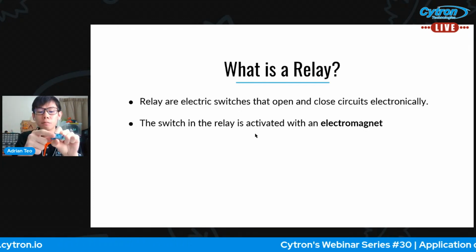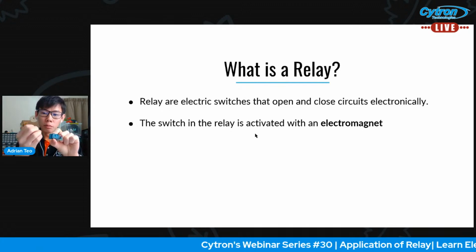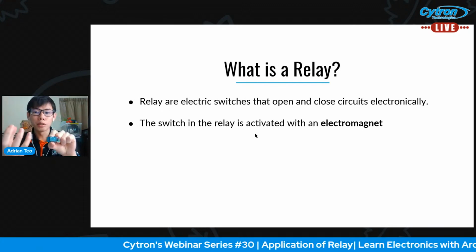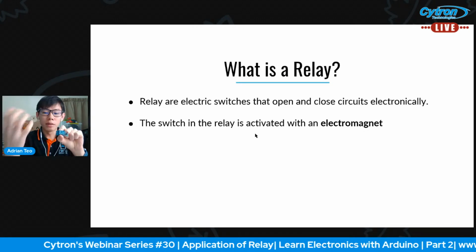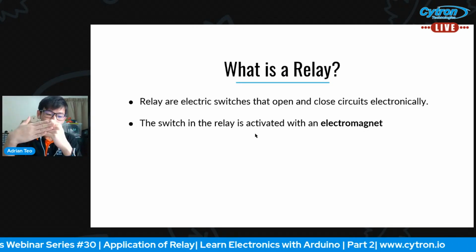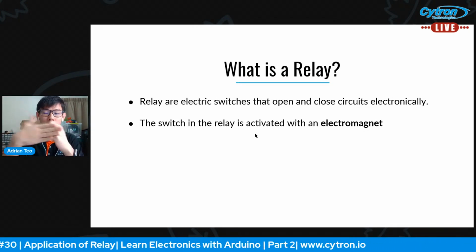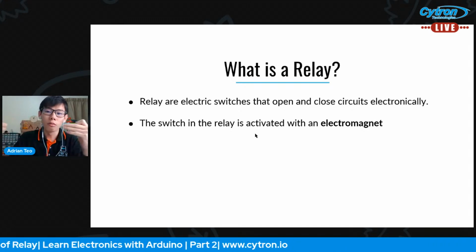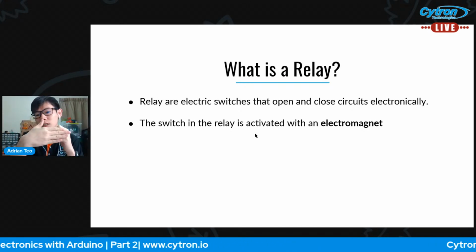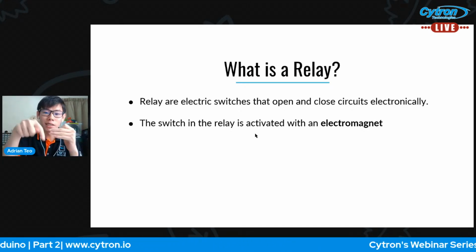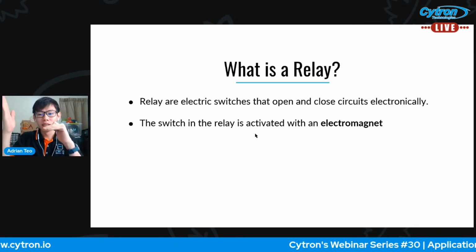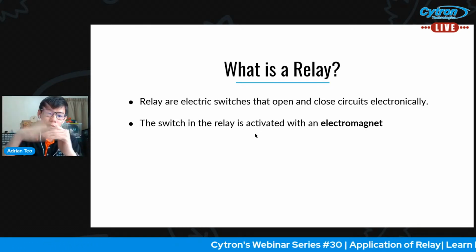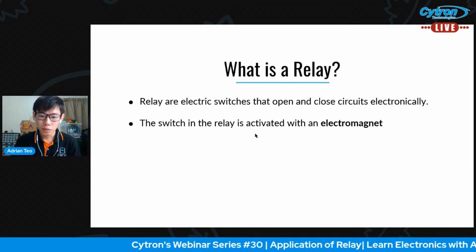So if there's a signal passing through this relay, it will become a magnet, a temporary magnet. And when it becomes a magnet, it will flip and touch the other metal plate. Then it will form a closed circuit, like pressing the switch up. So once it becomes a magnet, it touches the plate and becomes a switch.